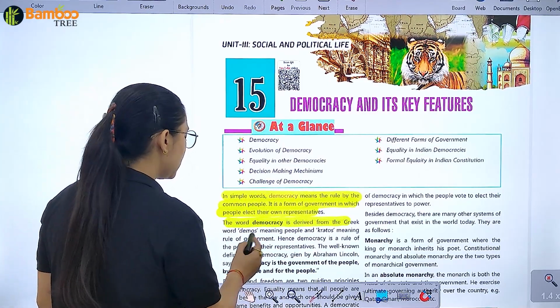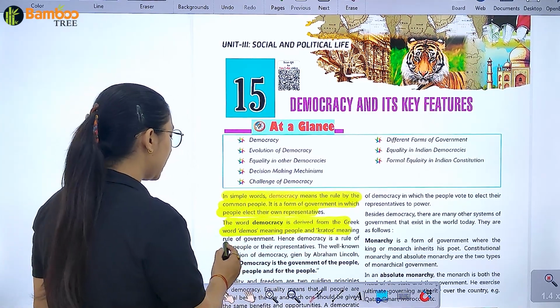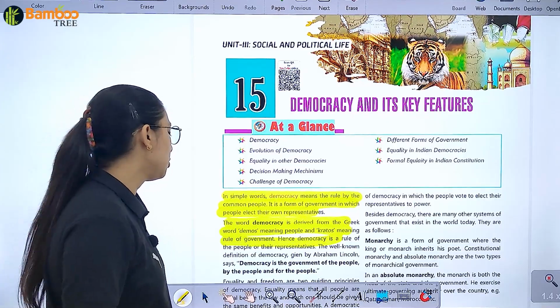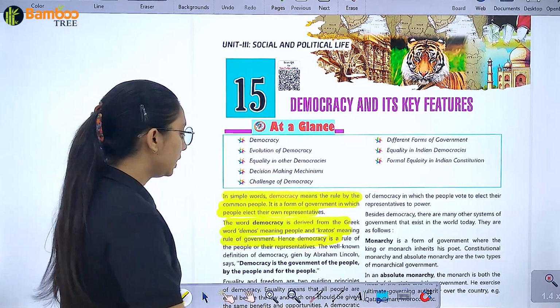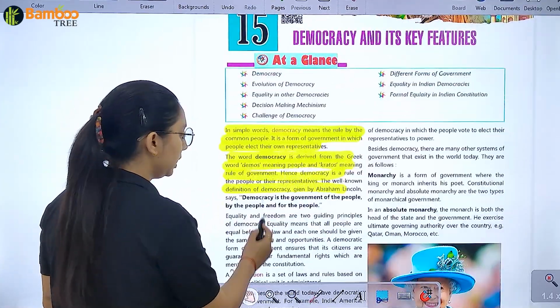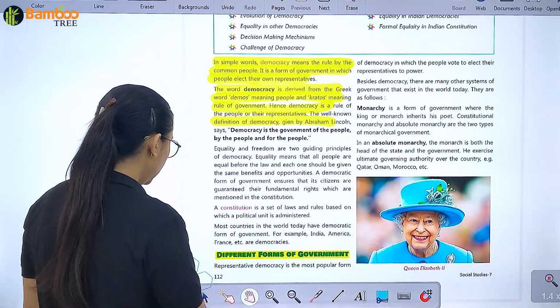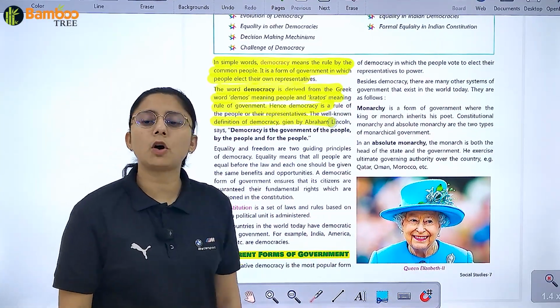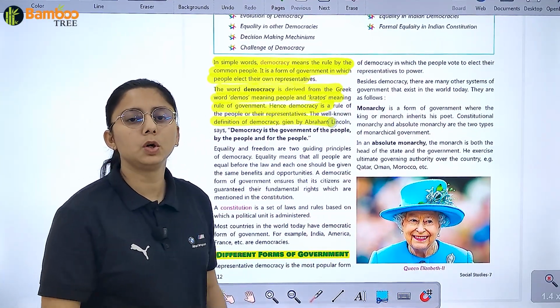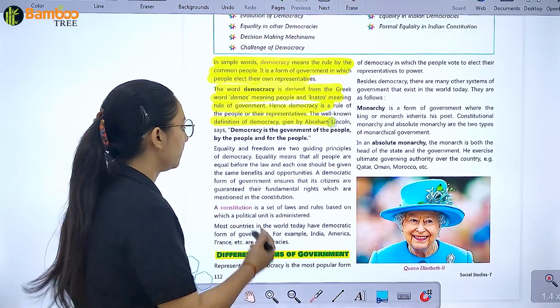The word democracy is derived from the Greek words demos meaning people and kratos meaning rule or government. Hence democracy is the rule of people, of their representatives. A well-known definition has been given by Abraham Lincoln: democracy is the government of the people, for the people and by the people. लोगों के लिए, लोगों से और लोगों की.